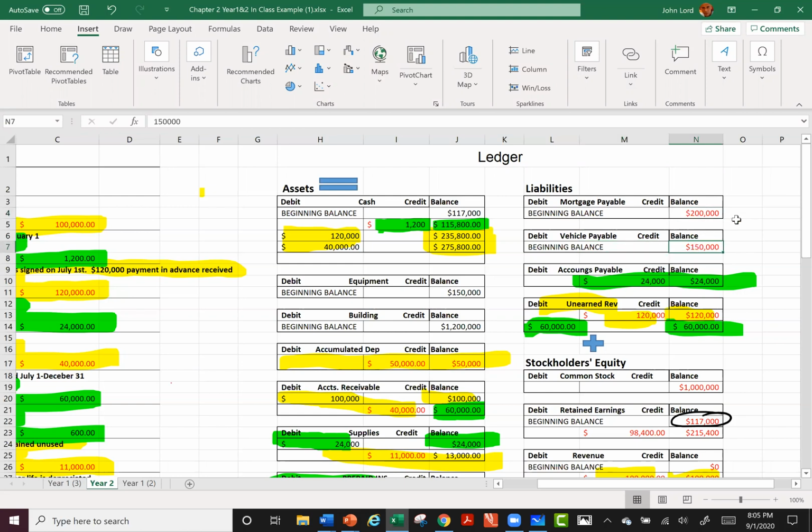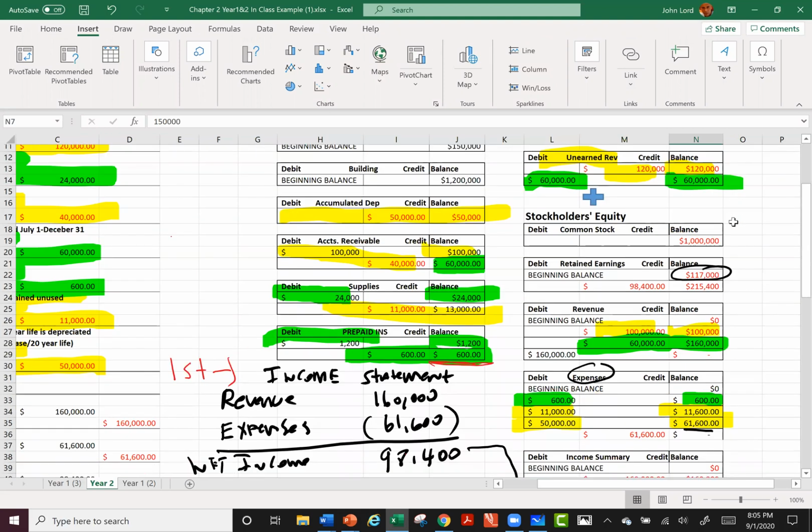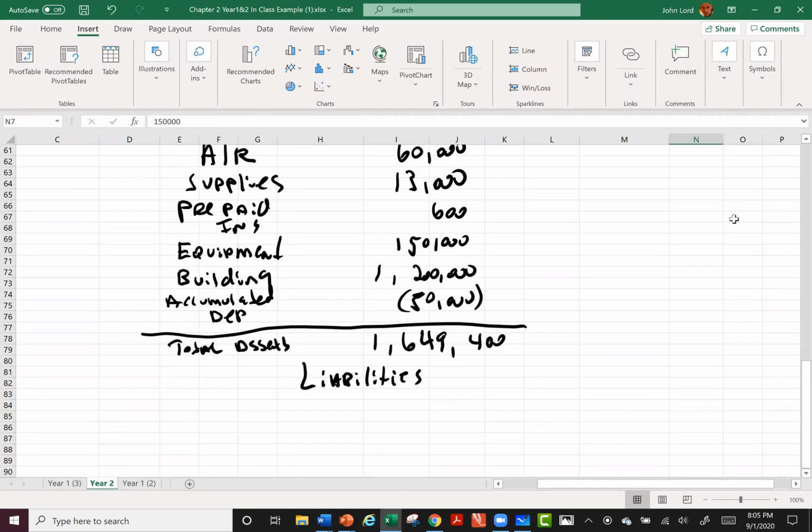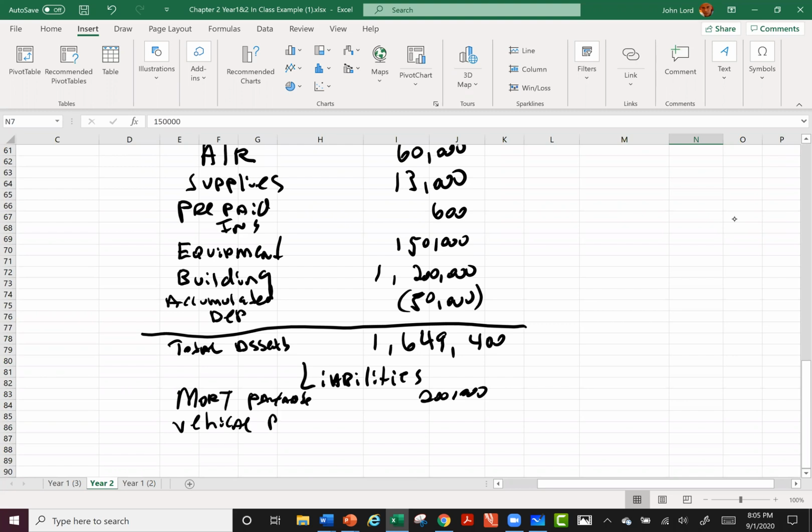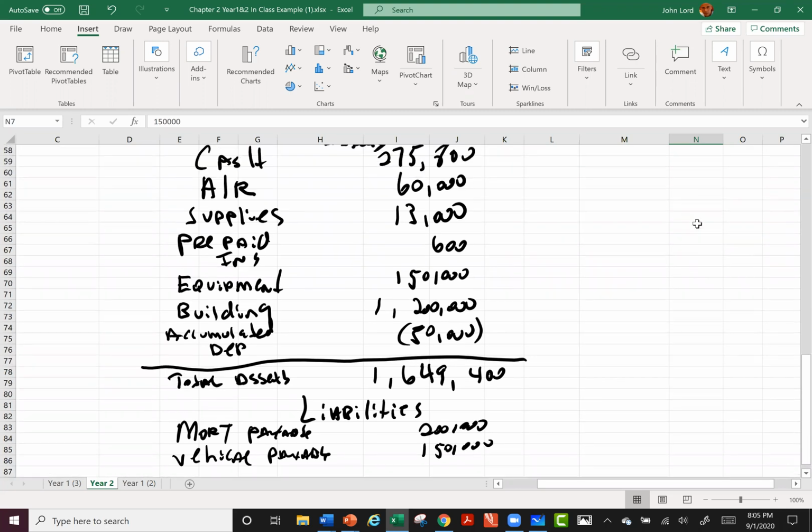So I've got what? Mortgage payable, vehicle payable. The vehicle payable is 150,000. The mortgage payable is 200,000. Let's just pick those two up. Mortgage payable is still sitting there at 200,000. Vehicle payable is 150,000. We hadn't paid anything on those.